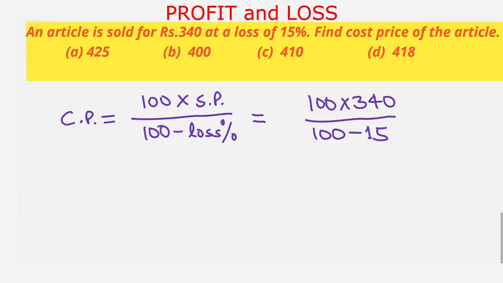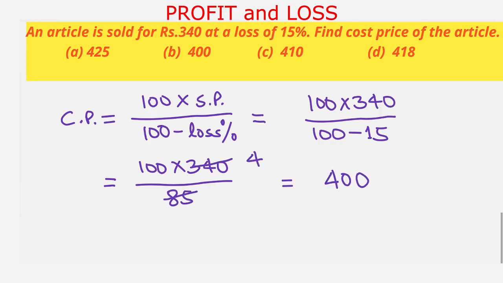After putting the value, we get 100 multiplied by 340 divided by 100 minus 15. This is equal to 100 multiplied by 340 divided by 85, and 85 divides 340 for 4 times. 100 multiplied by 4 is 400. And from the given options, our answer is option B.